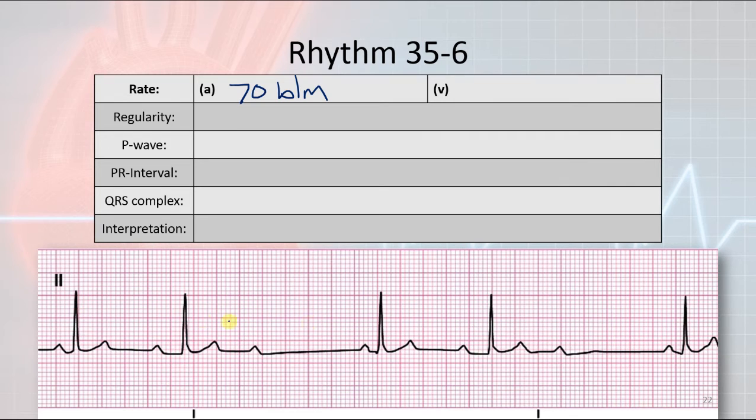Ventricular rate, it looks to be about 50. The regularity is going to be irregular. If we had a longer strip, you would probably see a pattern. As you see here, you see 2 beats and a pause, 2 beats and a pause. If we had a longer strip with 2 beats and another pause, you could call this regularly irregular.